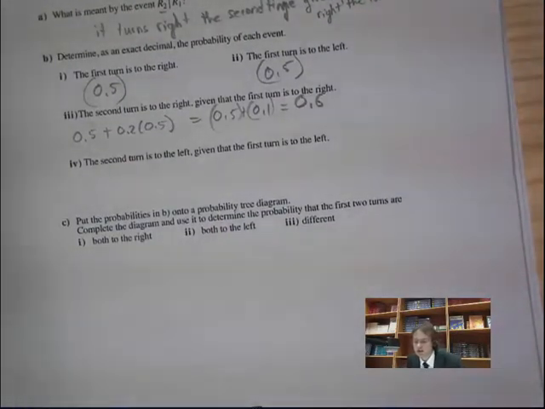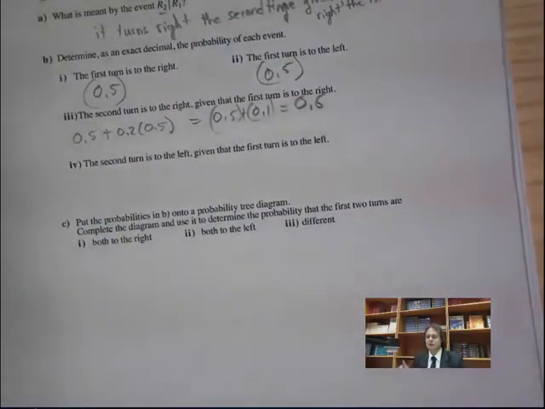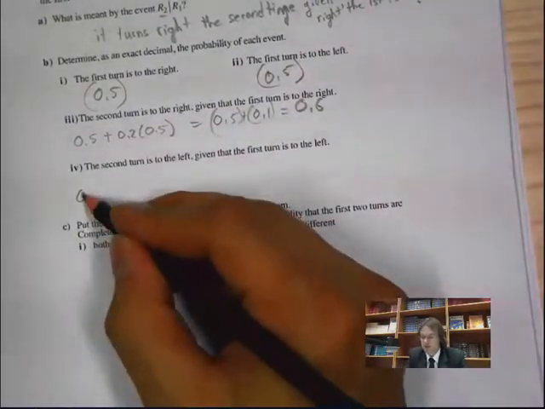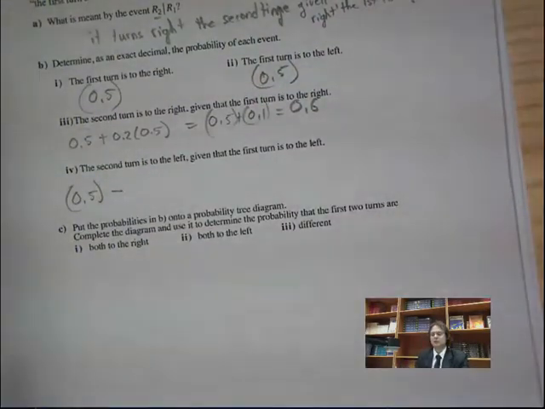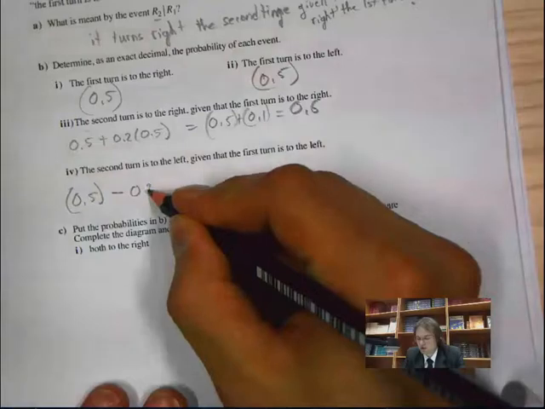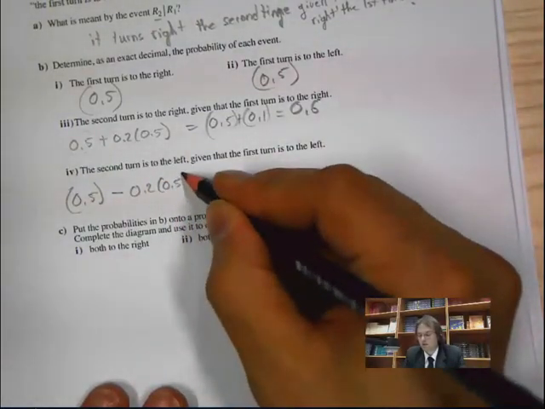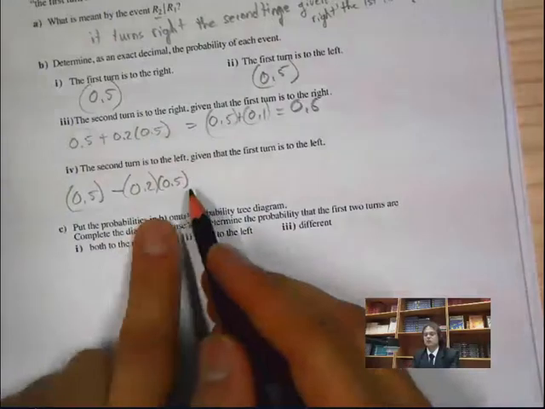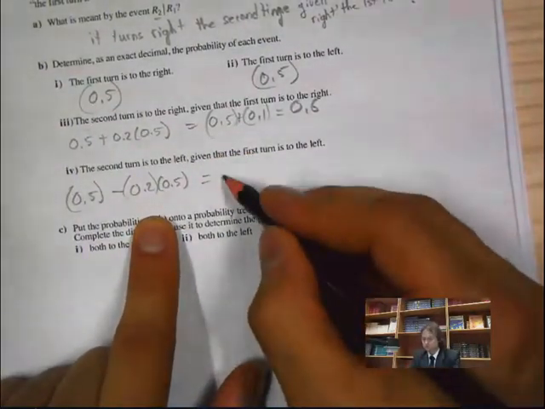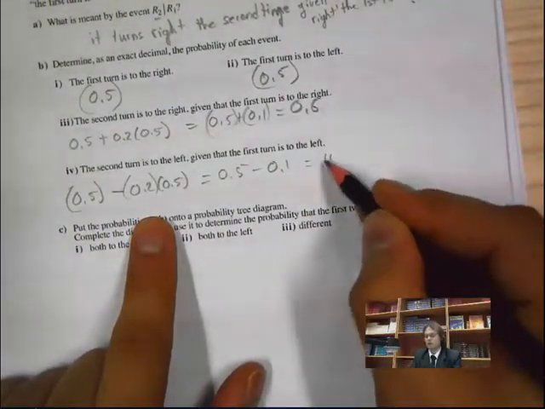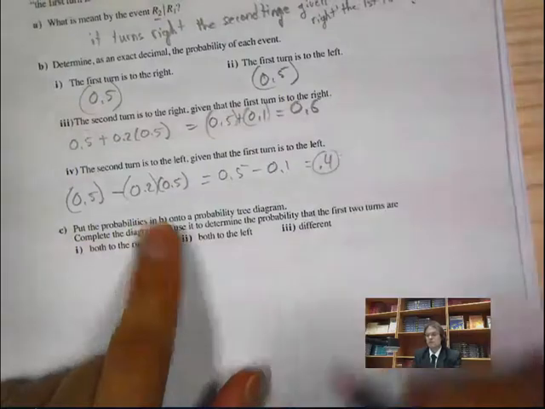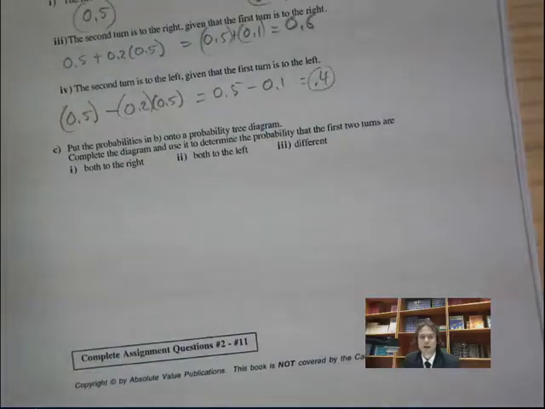So the second turn is to the left, given that the first turn is to the left. So the second turn to the left, well, that's a 50% chance, right? Now, it says it decreases the probability of turning to the left if it turns left. So that's minus 0.2 multiplied by 0.5, so 20% of the first turn, which is equal to 0.5 minus 0.1, which is 40%, which is 0.4. Okay?